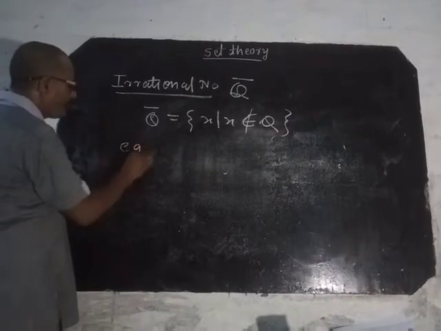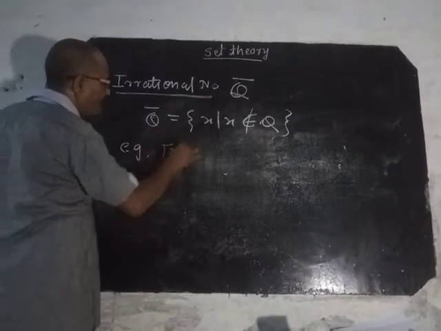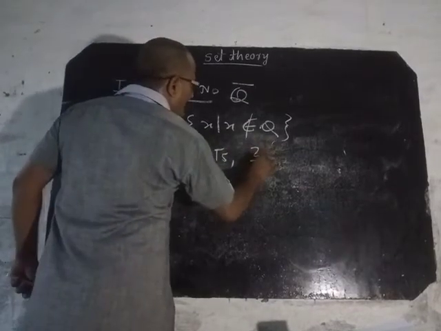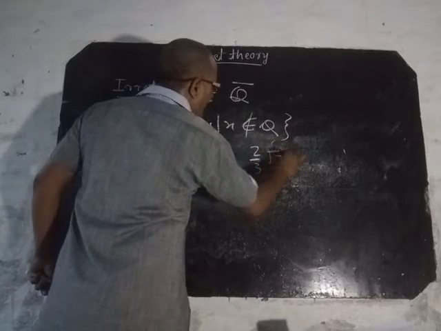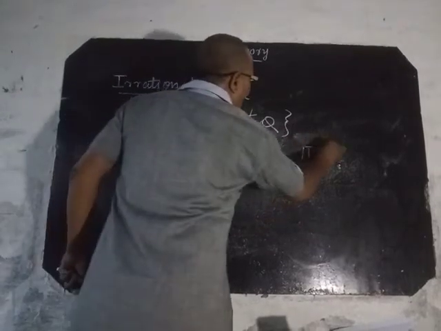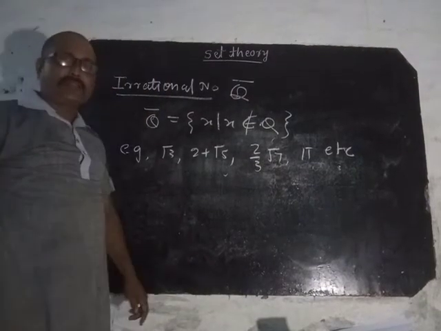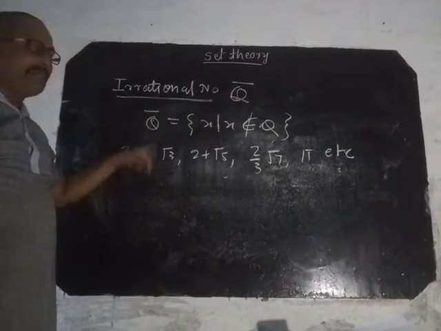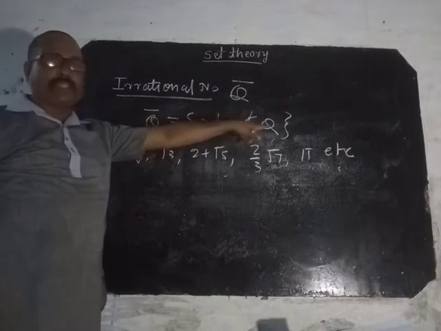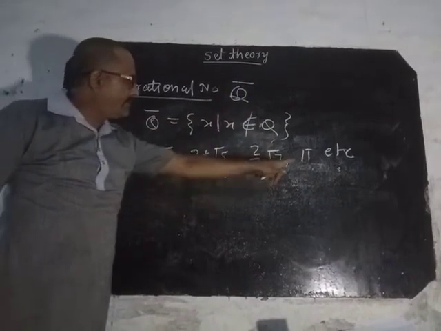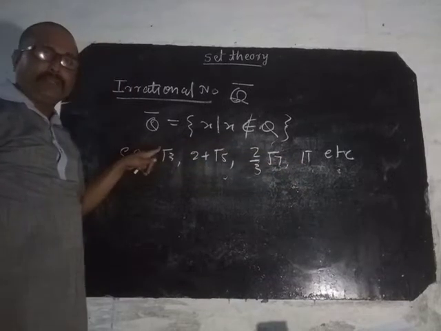Examples: under root 3, 2 plus under root 5, 2 by 3 under root 7, pi, etc. These numbers are known as irrational numbers. Any number which is not rational is known as an irrational number. I have given examples here.